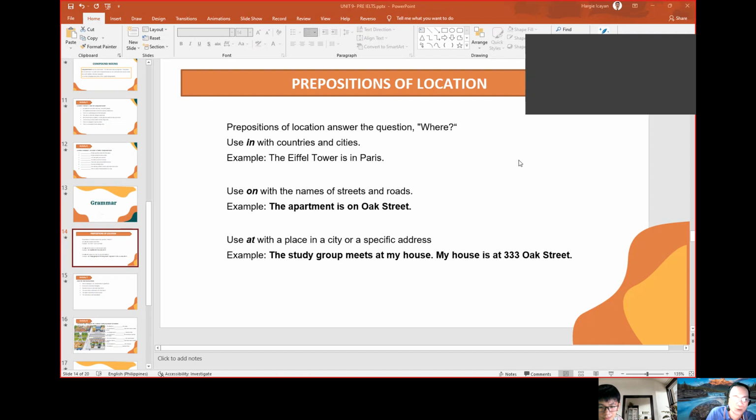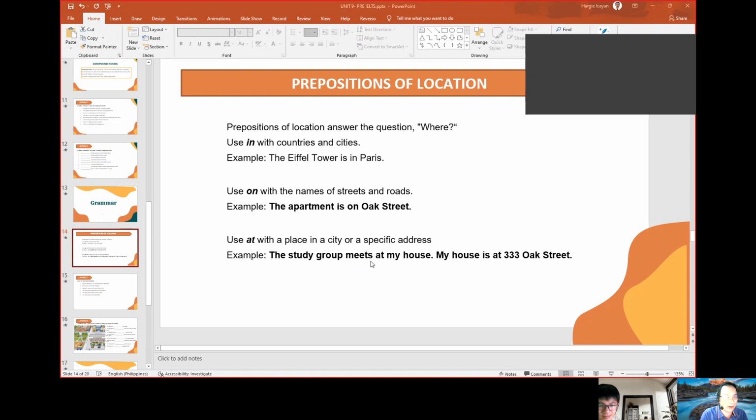The next one, "at". We use "at" with a specific location, address, or a place in the city. For example, if you are living in an apartment or in a dormitory, you're living at the dormitory, you're living at the apartment, maybe at the Royal Palace. So that is "at".